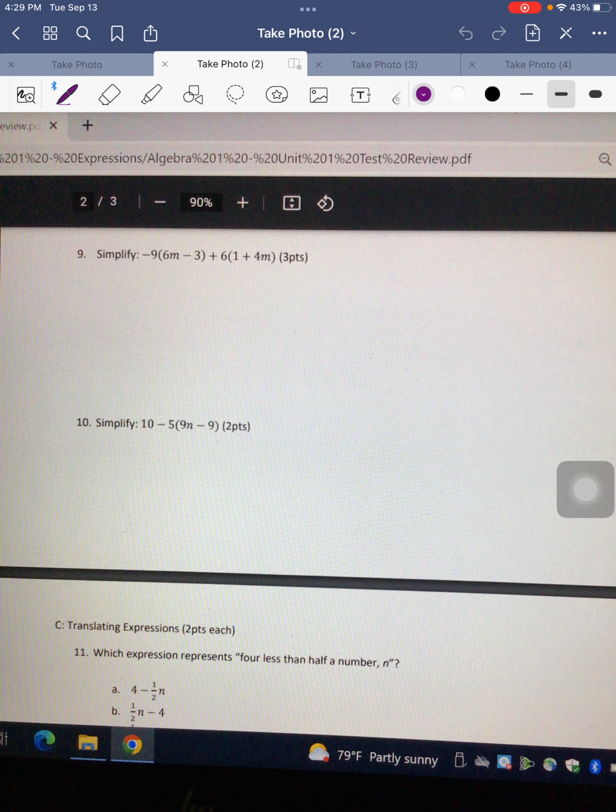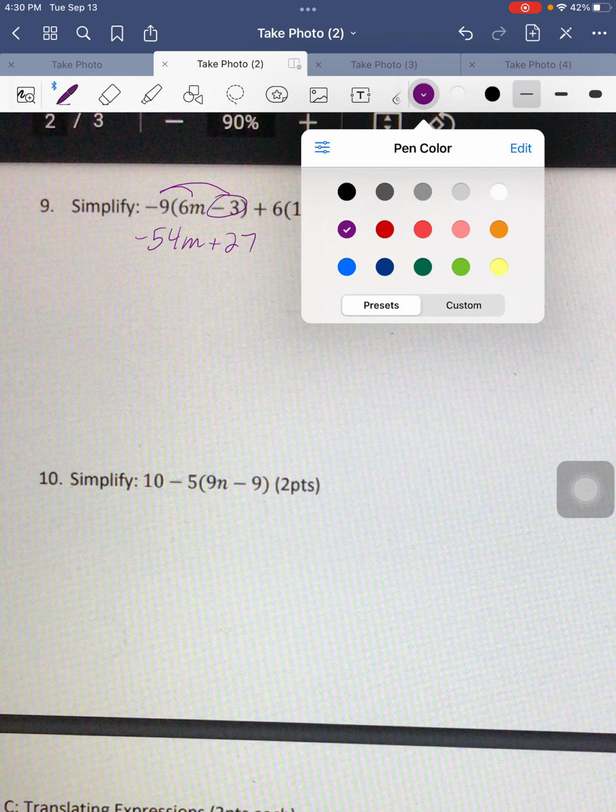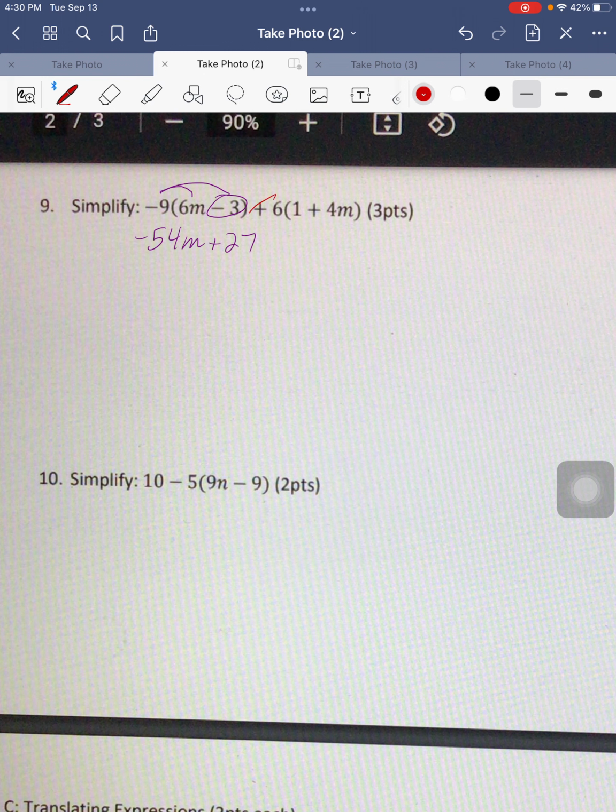I think I have number 9. There it is. So number 9. We have negative 9 times 6m is negative 54m. Negative 9 times a negative 3 is positive 27. Our next problem, we have positive 6 times 1 is positive 6. Positive 6 times a positive 4m is a positive 24m.